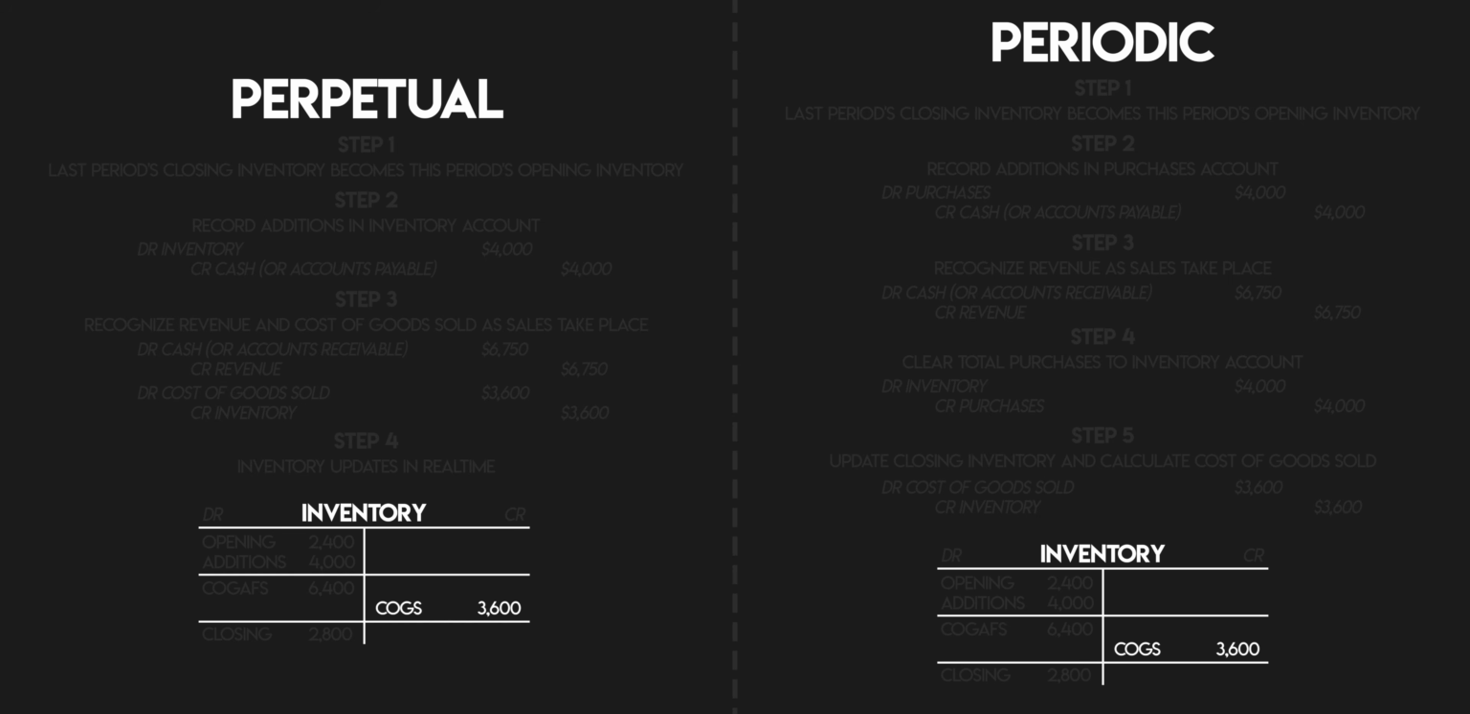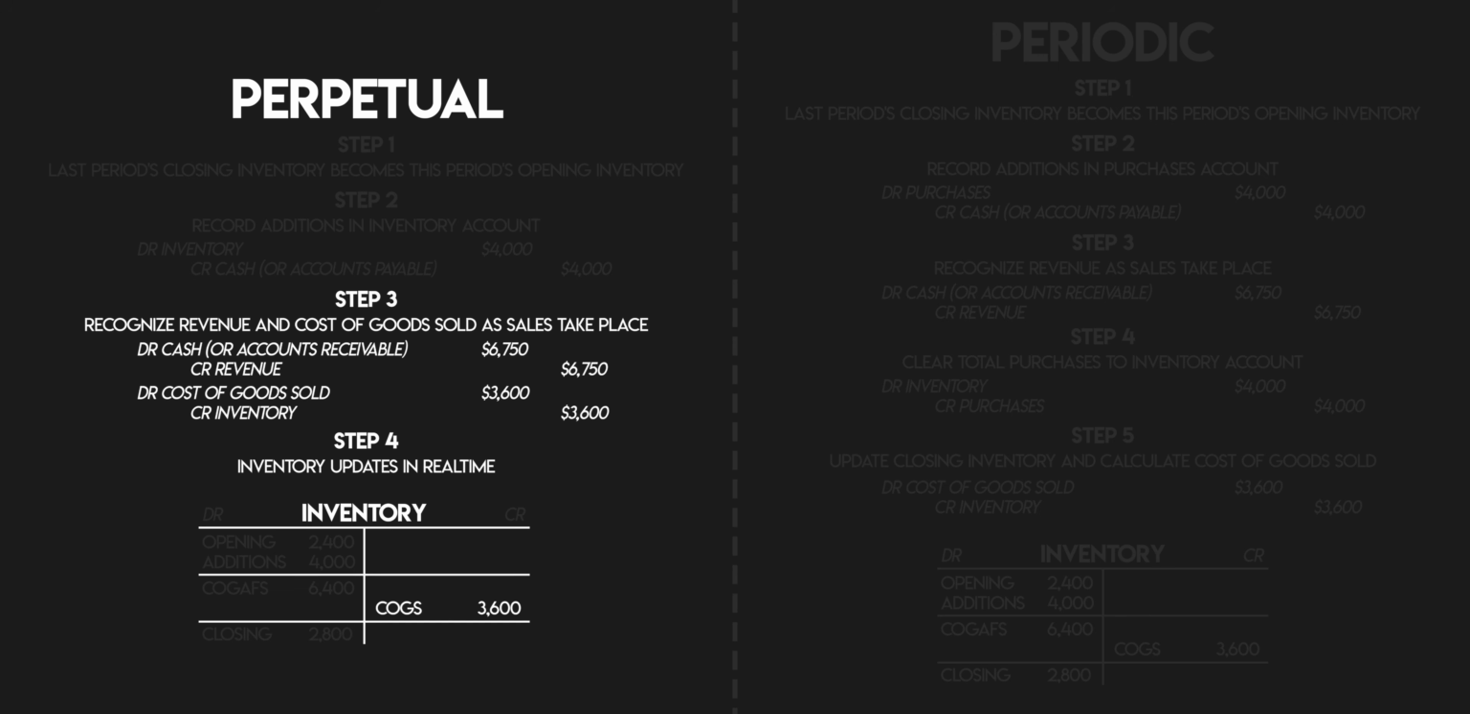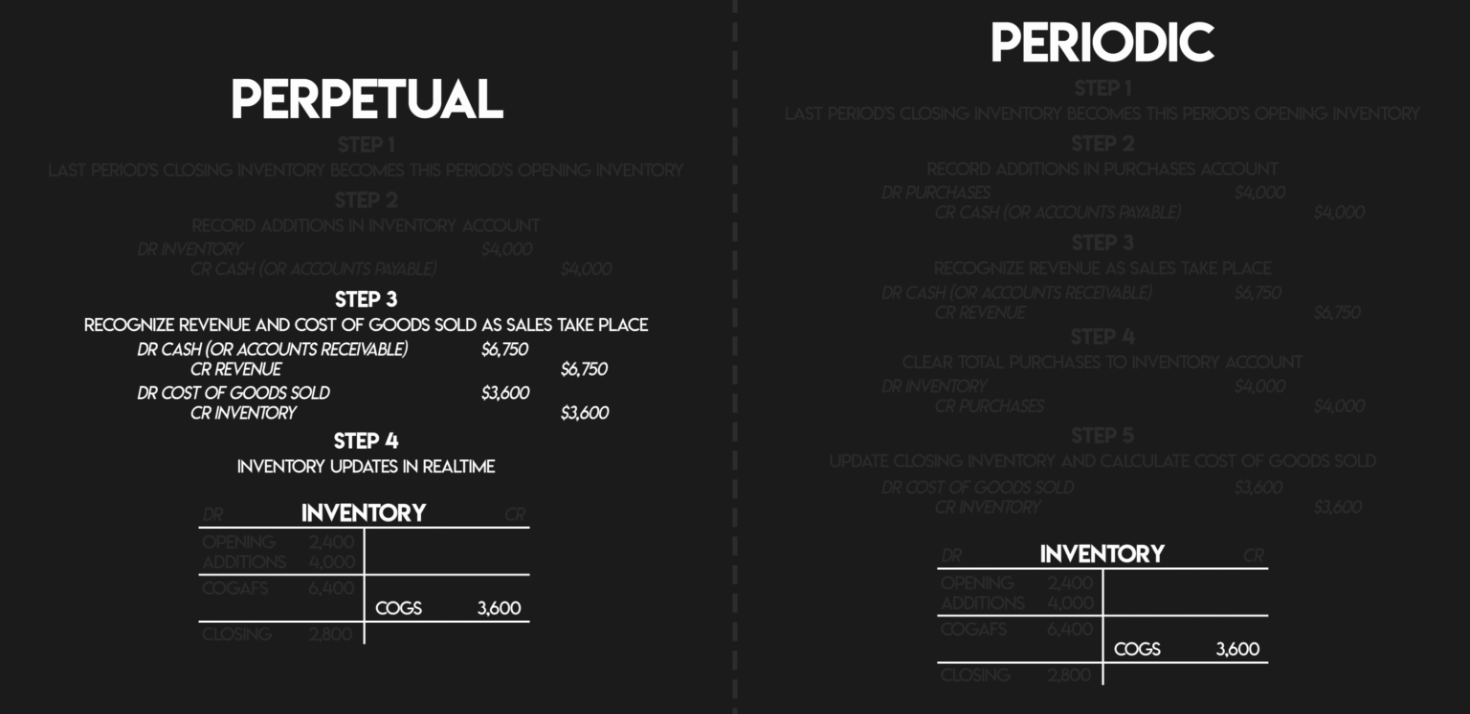The difference is in the timing. In the perpetual system, you were able to see your results in real time because both your revenue and your cost of goods sold were continuously updated as you sold your inventory. However, in the periodic system, you needed to wait for the inventory count at the end of the month to find out your cost of goods sold. It took longer to find out your results.